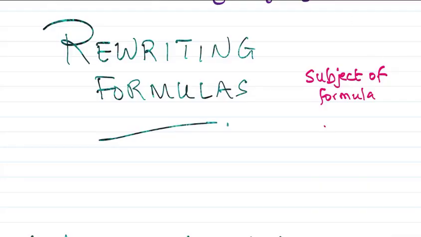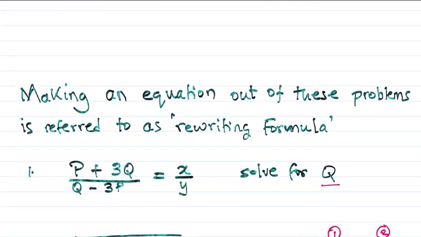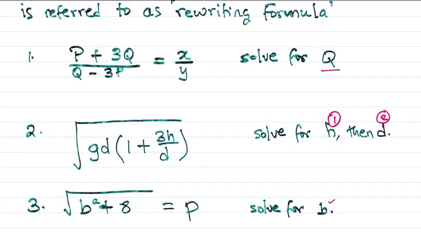So what is it going to look like? As you can see on my screen, rewriting formula. In some other situations, others call it subject of formula. What are we talking about? We have equations like this: p plus 3q over q minus 3p equals x over y. And the goal will be to make q the subject of the formula. How do we go about doing that?